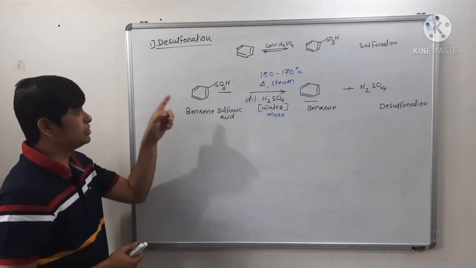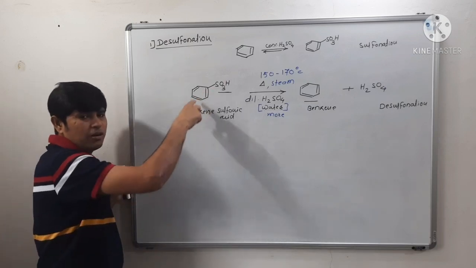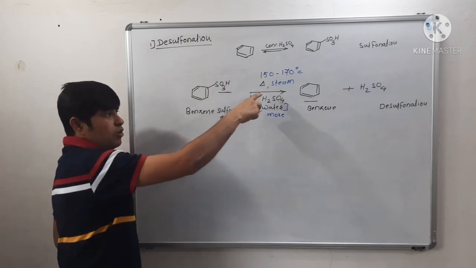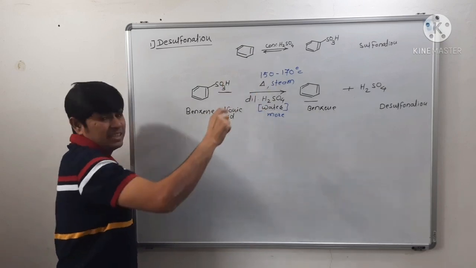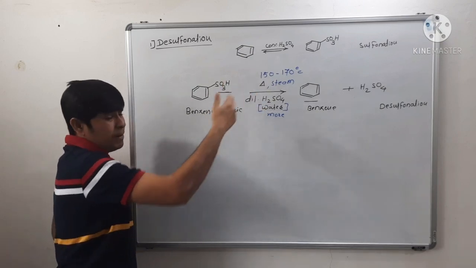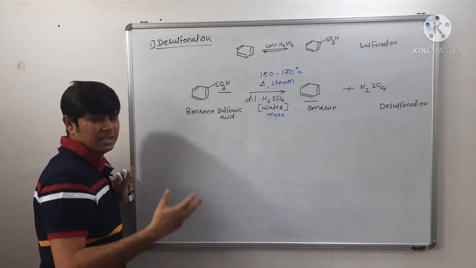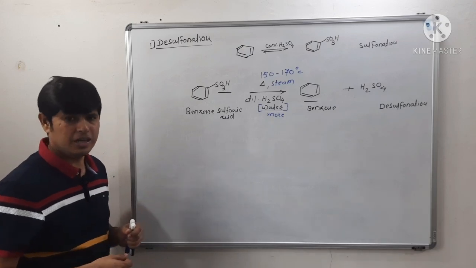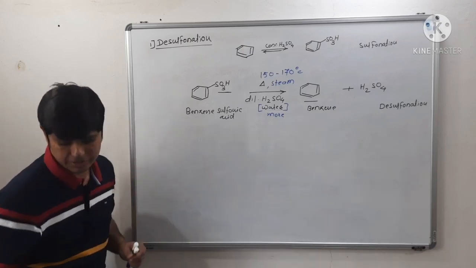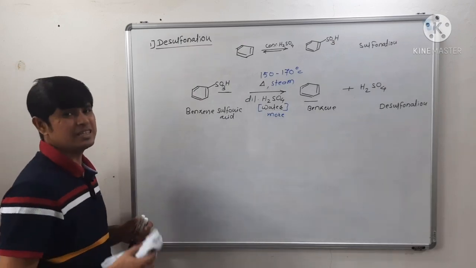I hope you have understood this desulphonation reaction. For desulphonation we have to heat benzene sulfonic acid with very dilute H2SO4 at 150 to 170 degrees Celsius, or we can pass steam also. If we pass steam, then it will undergo very fast desulphonation. Now we will see ipso substitution of benzene sulfonic acid.